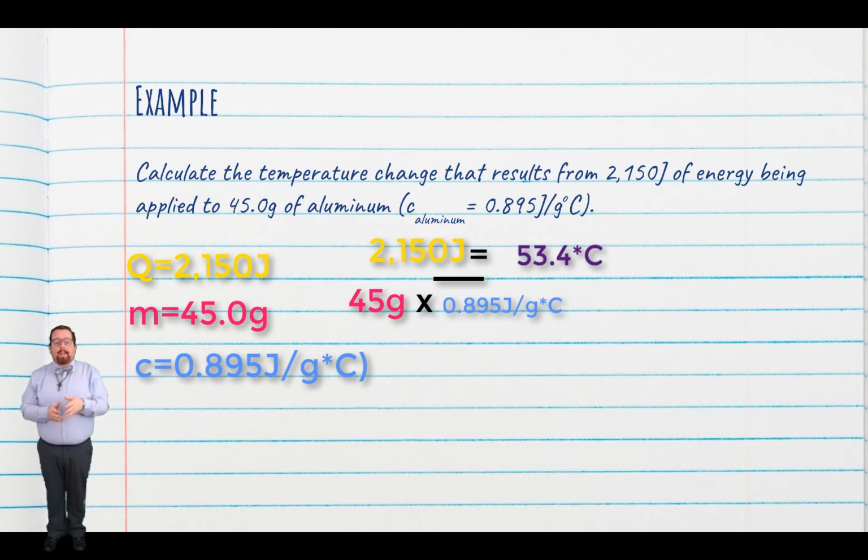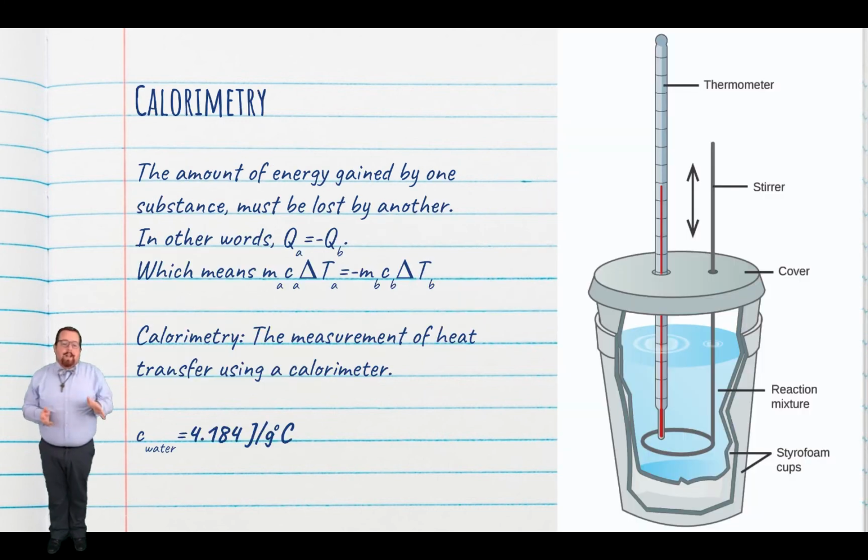Notice that number is positive. That means its temperature increased. That should make sense because we added heat to it, so it had more energy and therefore more temperature. Now this is where it gets real fun. There's a method of calculating the heat transfer from one substance to another called calorimetry.